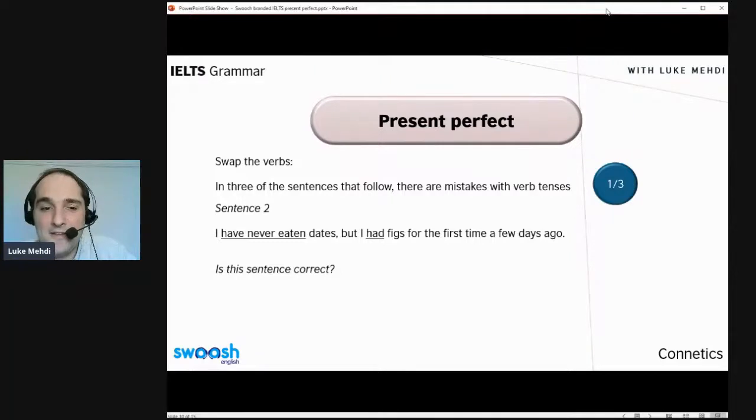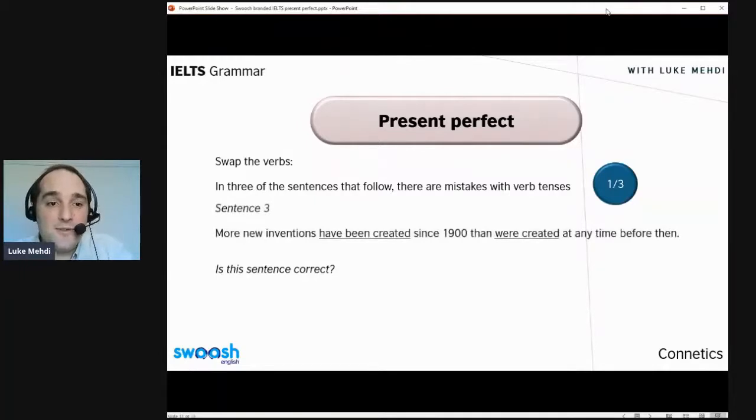Oh, Lena says no. This sentence is actually correct. So, I've never eaten dates. The state of eating dates, that started in the past. It started when you were born, and the state of not eating dates continues to now. I had figs for the first time a few days ago. We've got a time given, and we know that it's finished.